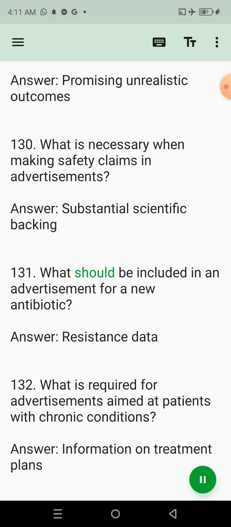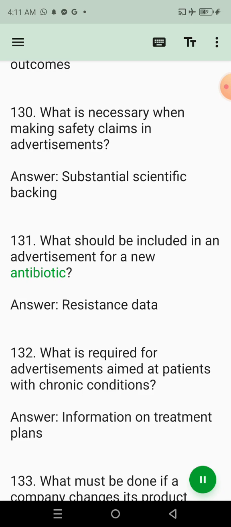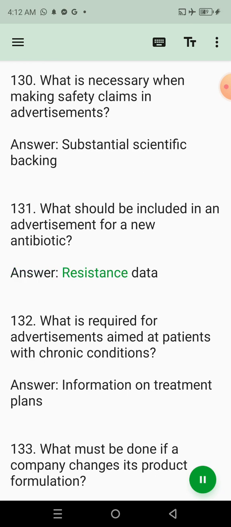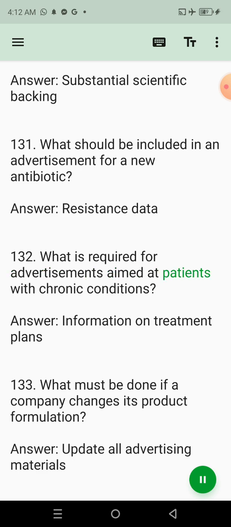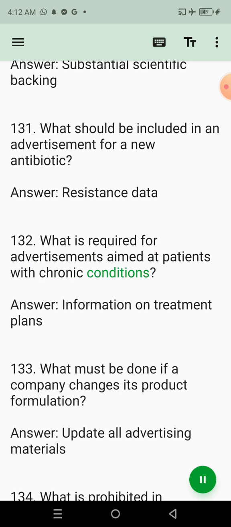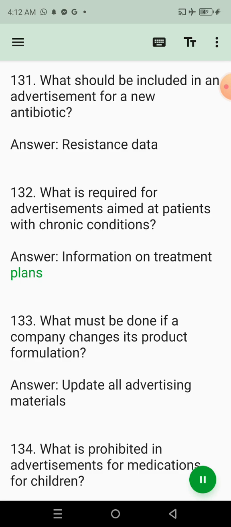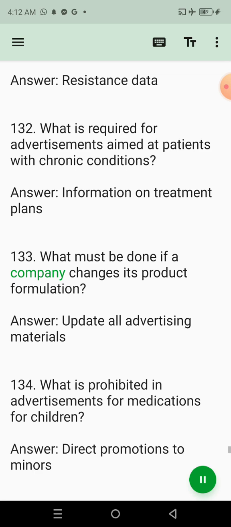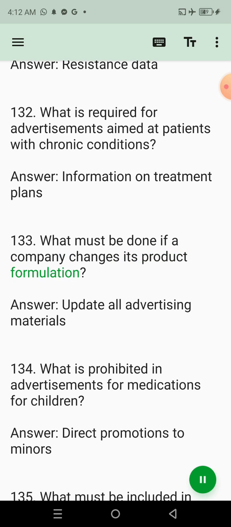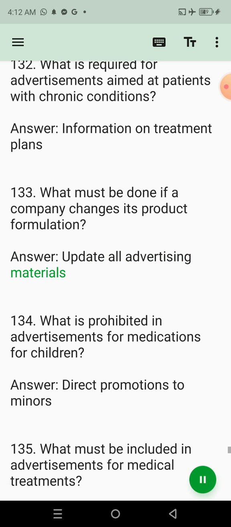131. What should be included in an advertisement for a new antibiotic? Answer: resistance data. 132. What is required for advertisements aimed at patients with chronic conditions? Answer: information on treatment plans. 133. What must be done if a company changes its product formulation? Answer: update all advertising materials.